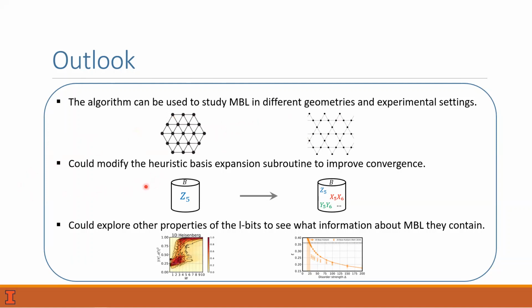There is this heuristic basis expansion part of the algorithm that we talked about, and I'd be interested to know if there are other ways you could do this that are maybe better, so the algorithm converges faster. And there's certainly lots still to explore about LBITs and what we looked at. That'd be interesting to do.